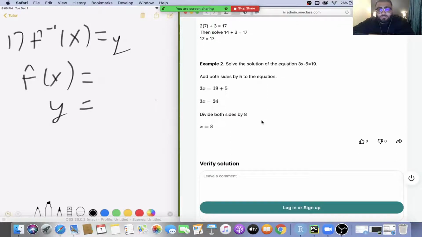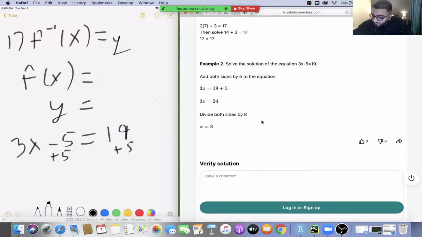Solve the equation 3x minus 5 equals 19. We're going to add 5 to both sides, so I'm going to just write that one out to show you how to do it. 3x minus 5 equals 19, so we're going to add 5 to both sides to get rid of the 5 here, which gives us 3x equals 24. To get rid of the 3 on the x now, we're going to divide by 3 on both sides.